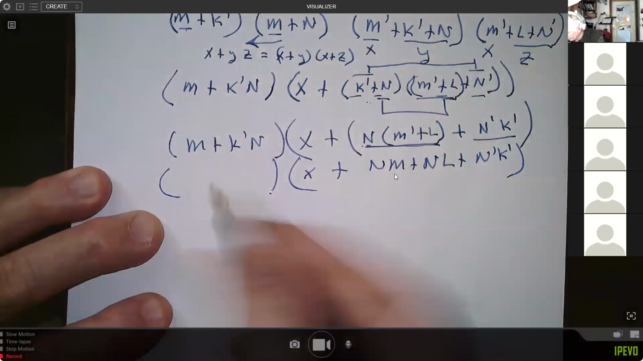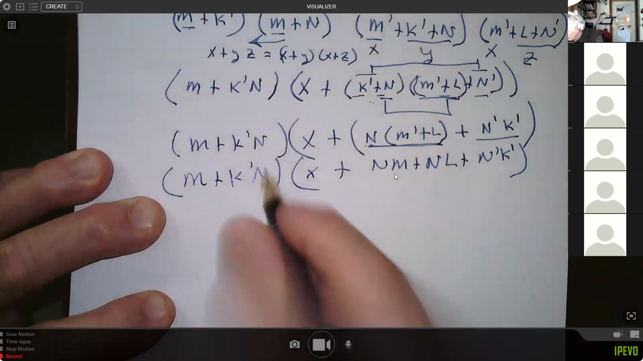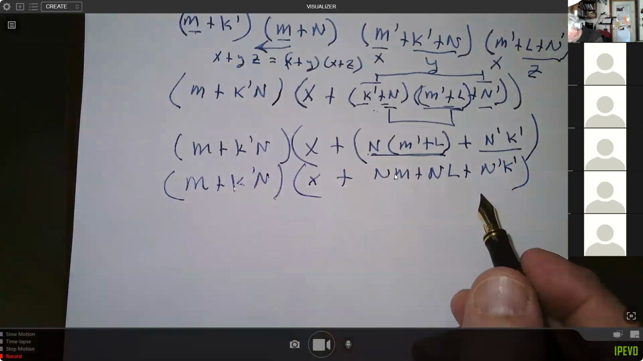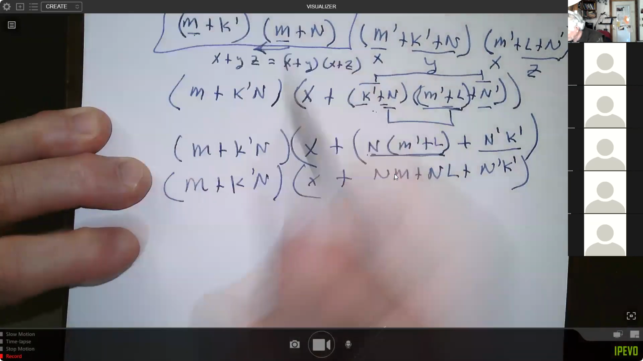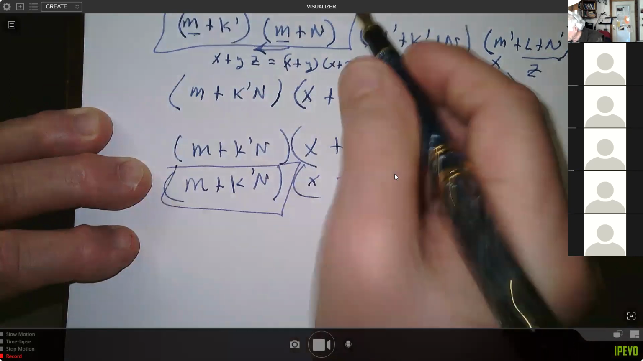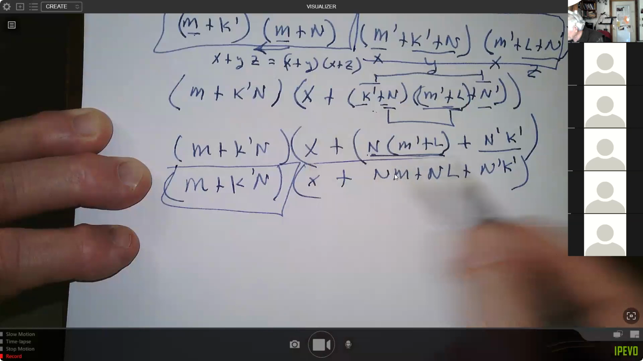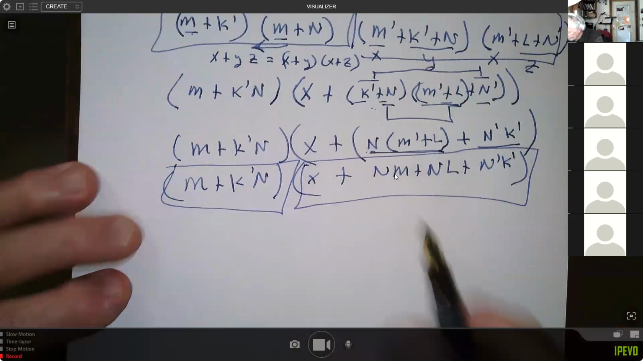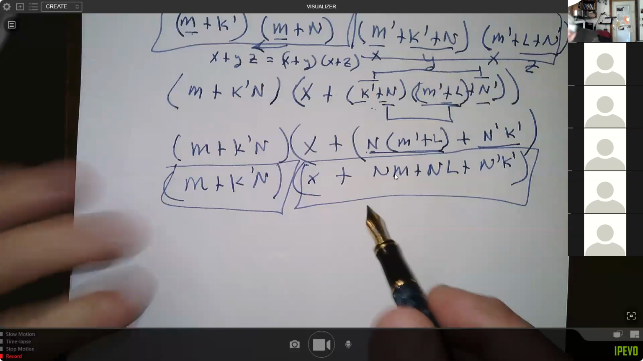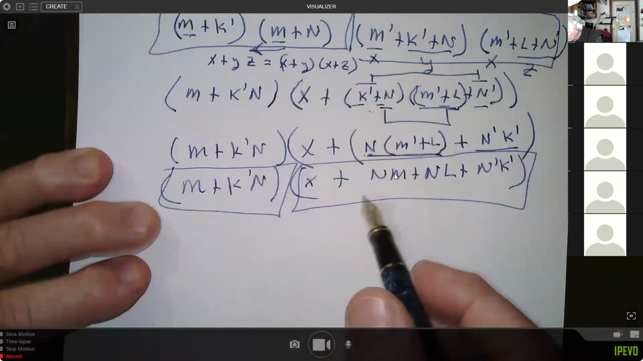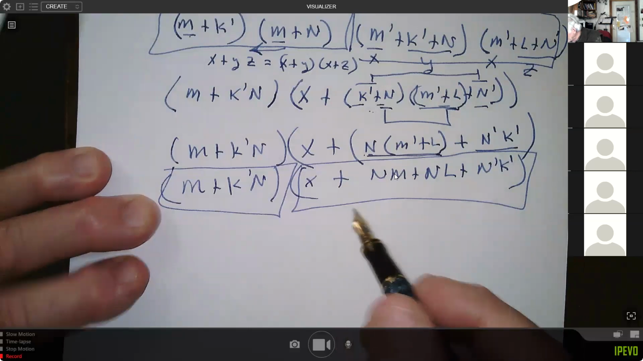Yeah, I may have gone down a bad path here. And then we have M plus K prime N. So we took this. So these two give us this, and these two give us this, but they're still multiplied times each other. So we didn't, so at this point, now we sort of have to figure out what to do next.